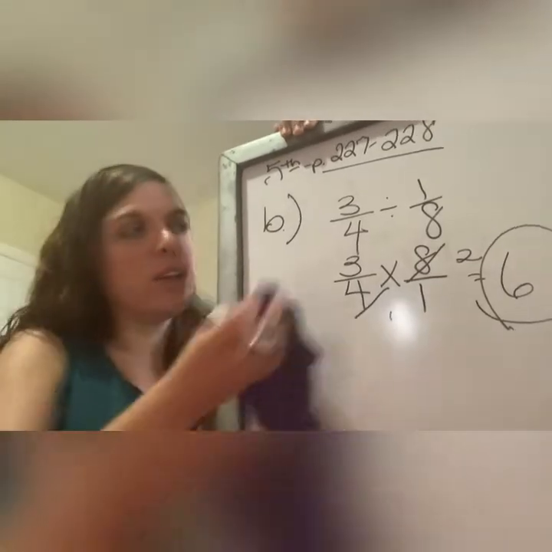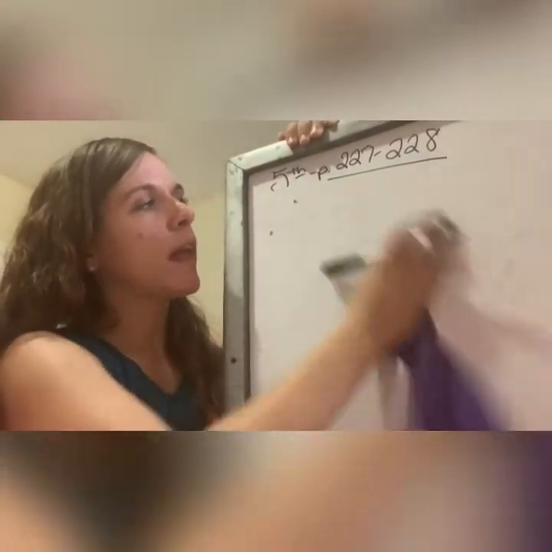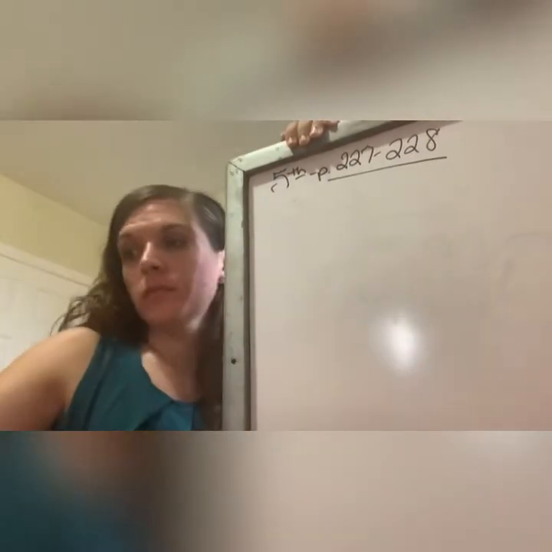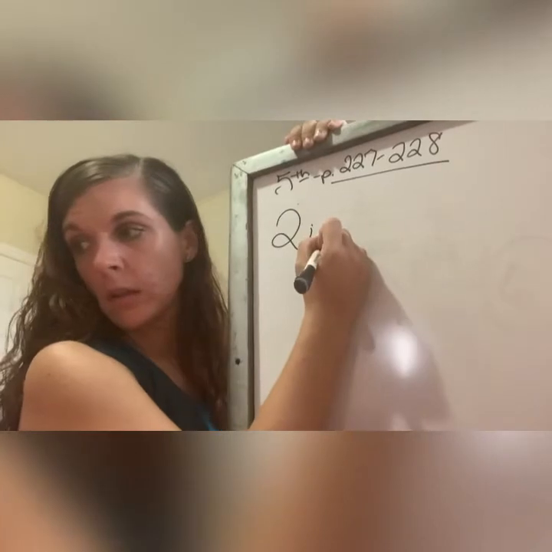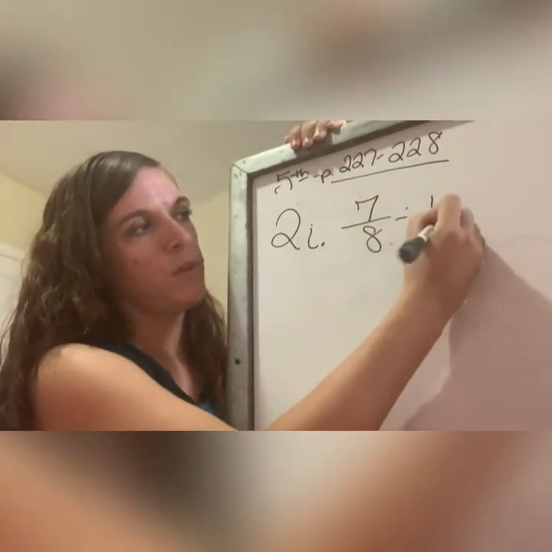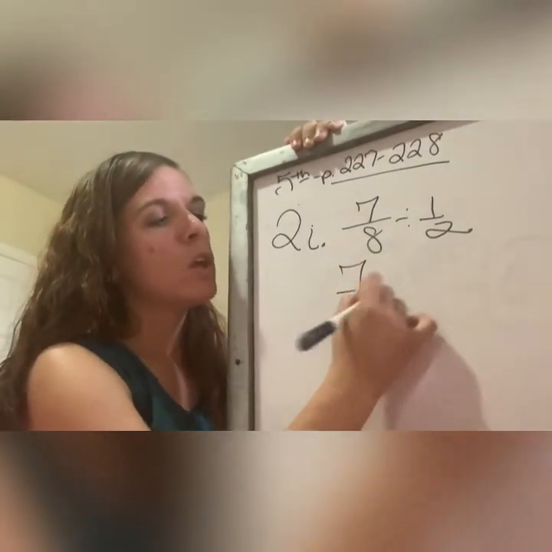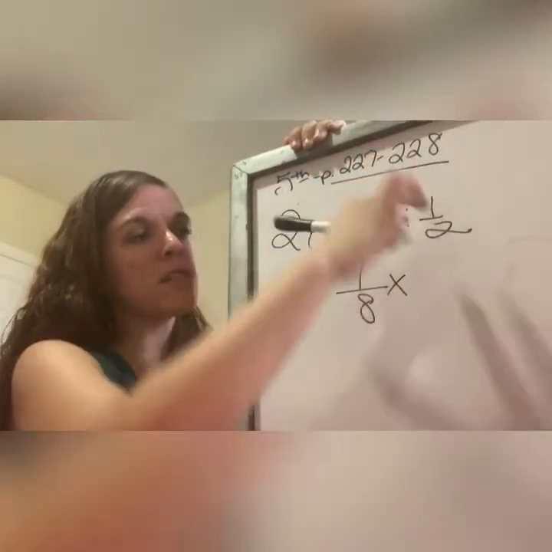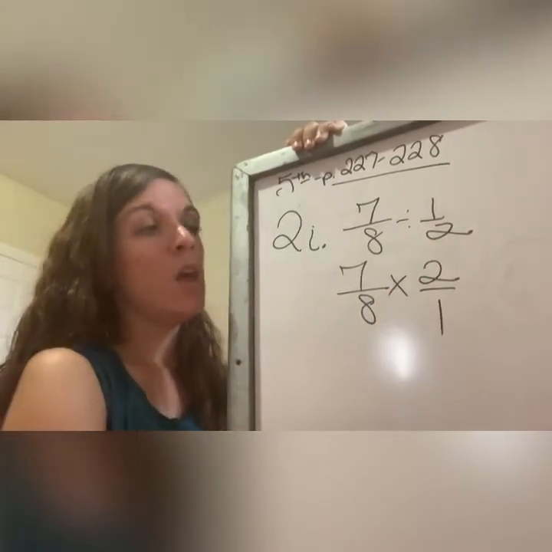Look at number 2, letter I. It says 7/8 divided by 1/2. Okay, here we go. Flip-flop and multiply. So it's 7/8. Ethan, we're multiplying by what? If we flip-flop this, what goes on the top? 2/1, right? Okay, let's divide.